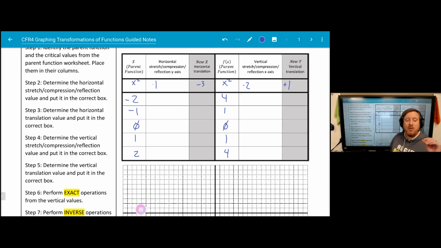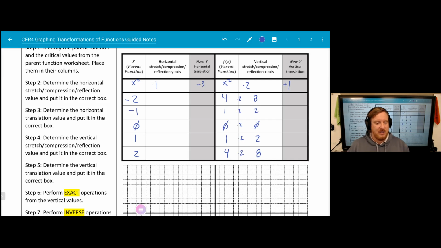It says perform the exact operations from the vertical values. So notice how this said times 2. We're going to multiply these values times 2. 4 times 2 is 8. 1 times 2 is 2. 0 times 2 is 0. 1 times 2 is 2. 4 times 2, once again, is 8. So we did that one. We took those and multiplied those by 2.